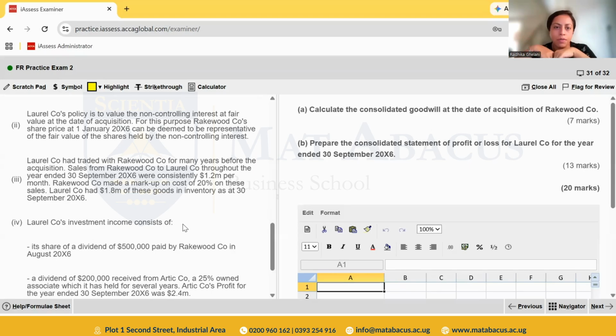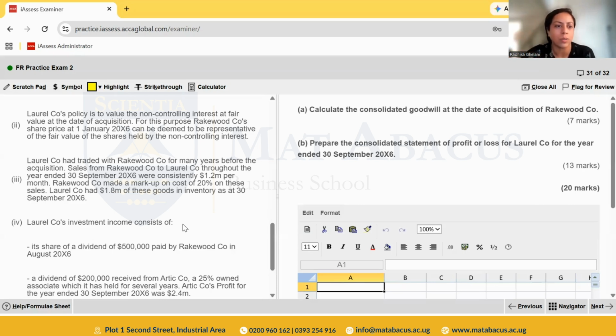Instead of reducing the profits, the correct way to adjust it is that we go and increase the cost of sales by the amount of unrealized profit. When you increase cost of sales, automatically your gross profit is going to reduce, right? So that's another adjustment we'll have to do, but that's not for part A, that's for part B when we do our consolidated SOPL.